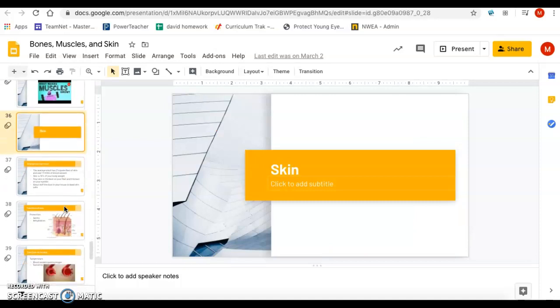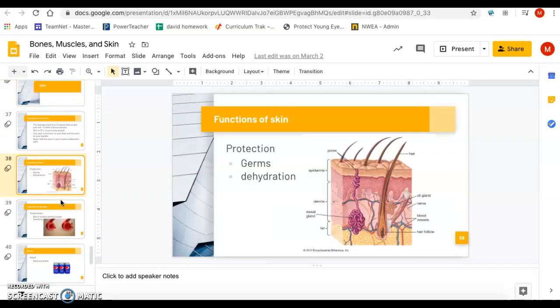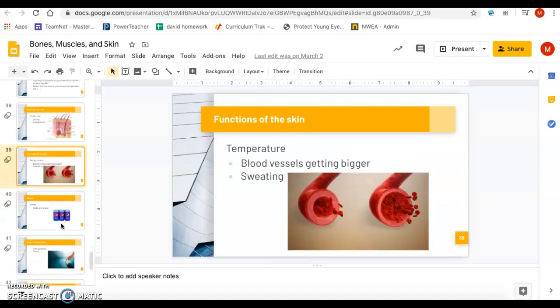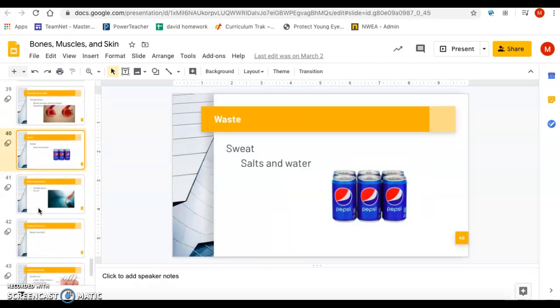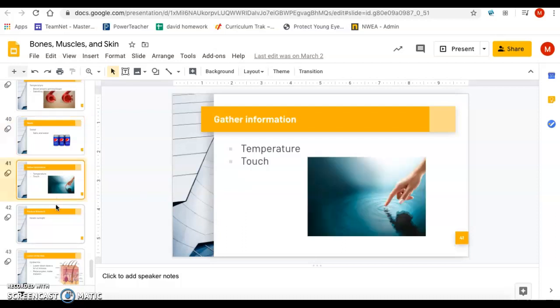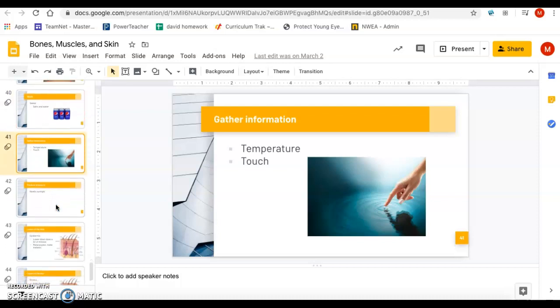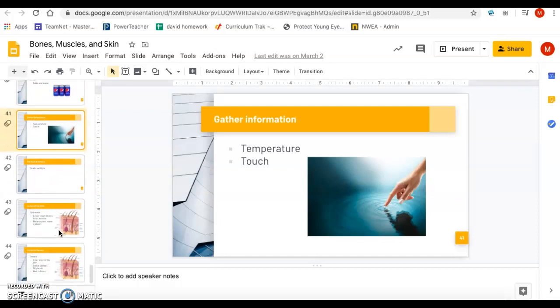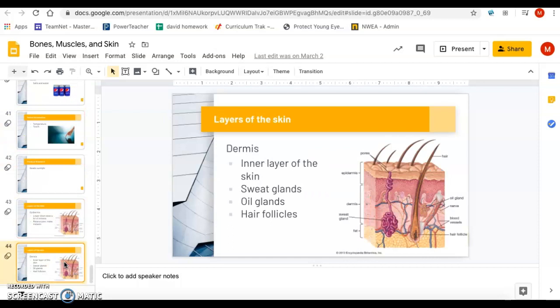Then we went into skin, different parts of skin, blood vessel dilation, temperature regulation. This is actually, you sweat. Even on a day when you don't think you're sweating, you sweat the equivalent of a 6-pack of Pepsi. Just in water is just what you lose constantly. And then we went into the senses here.